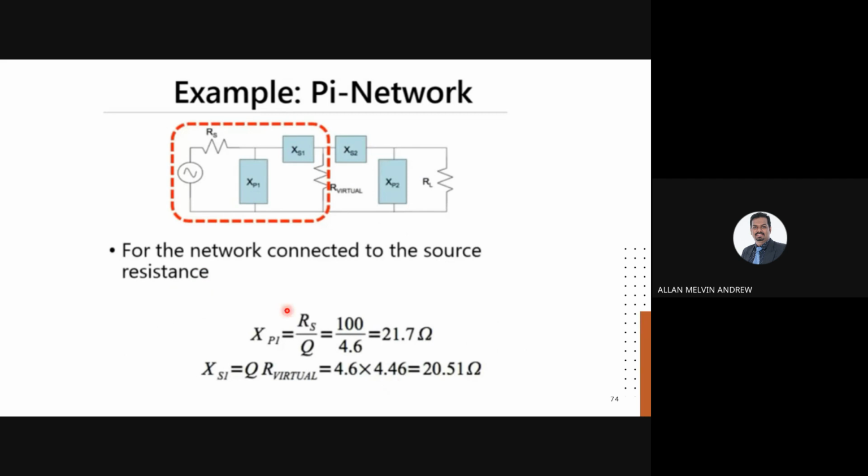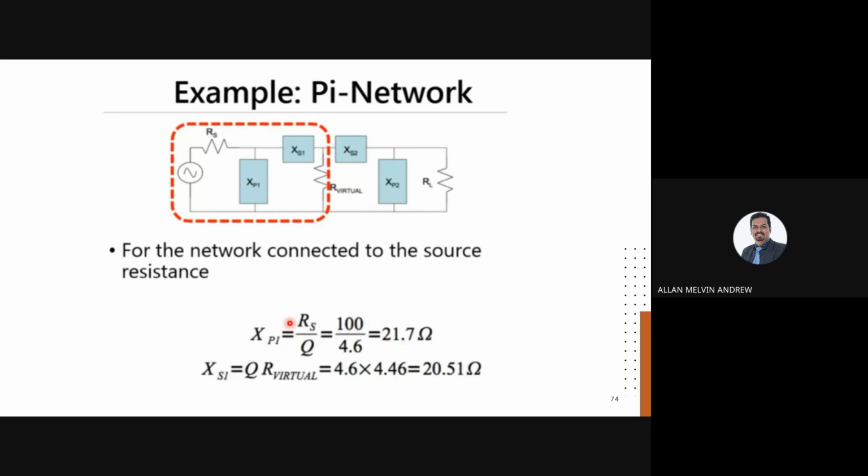Okay, so for the network connected to the source resistance, we can calculate. This is yesterday's formula: XP1 equals RS over Q. Q we calculated as 4.6, and RS is 100, so XP1 is 21.7.